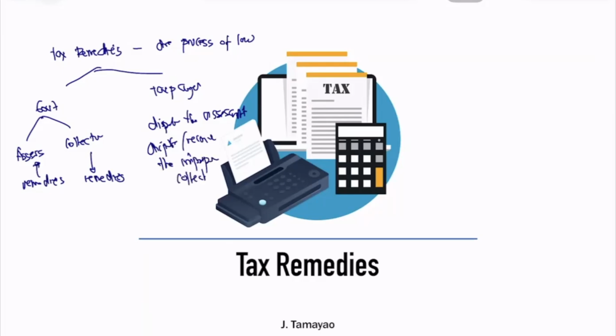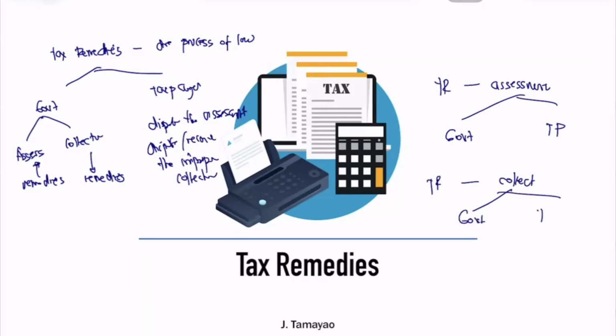Okay? So whenever we talk about tax remedies, it should be a tax remedy for assessment on the part of the government and the taxpayer, and another tax remedy for collection for the government and the taxpayer. For assessment, the government will assess the taxpayer for any deficiency, tax, or delinquency, and the taxpayer, in the same vein, will try to dispute that assessment. So any remedy that the law provides for the proper procedure in your assessments and collection. For this session, our main focus is your tax remedy on the assessment.